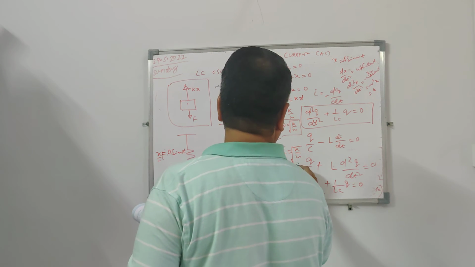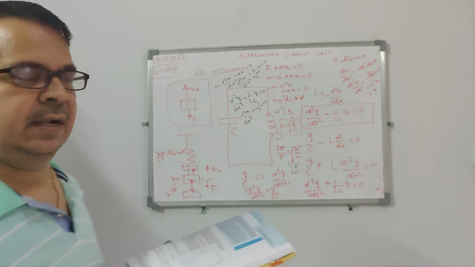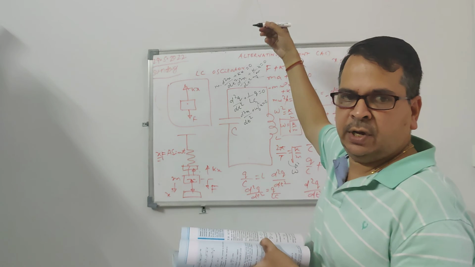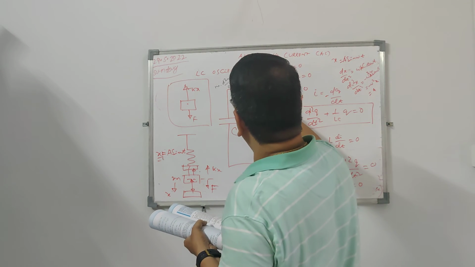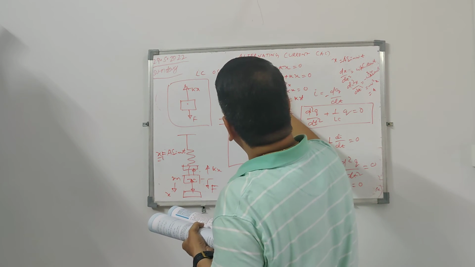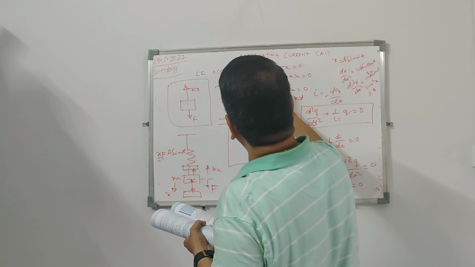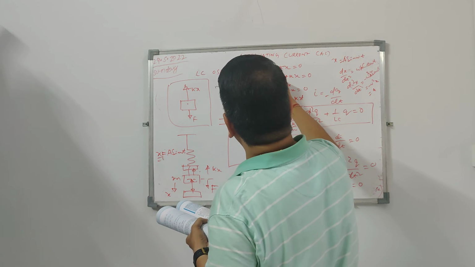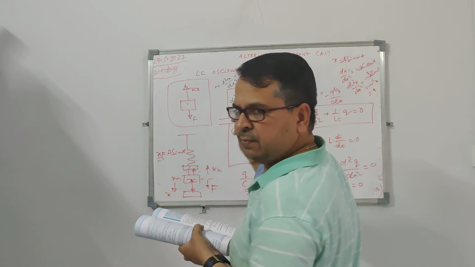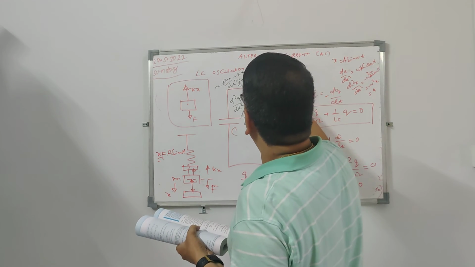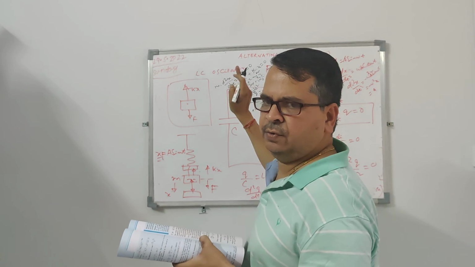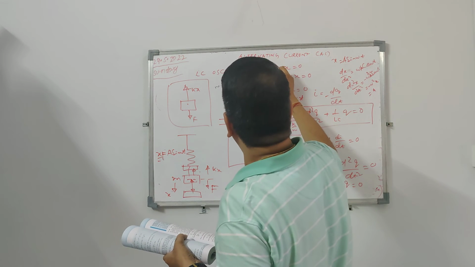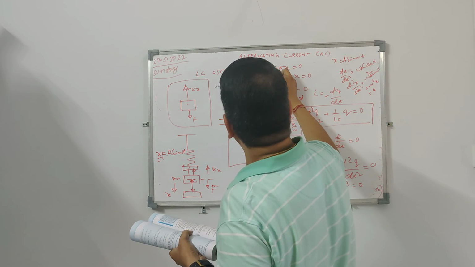K by m is nothing but the square of the angular frequency, the square of the square root of k by m. So this can be written as d square x by dt square plus omega 0 square into x is equal to 0. You can call it omega 0 because it is the angular frequency.